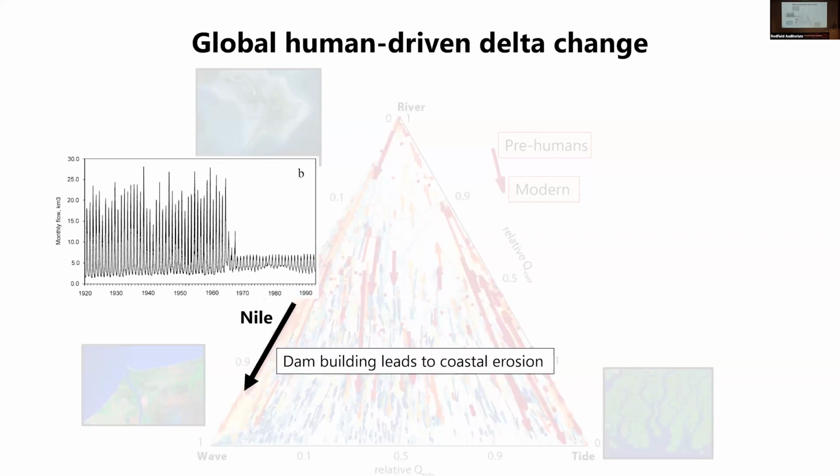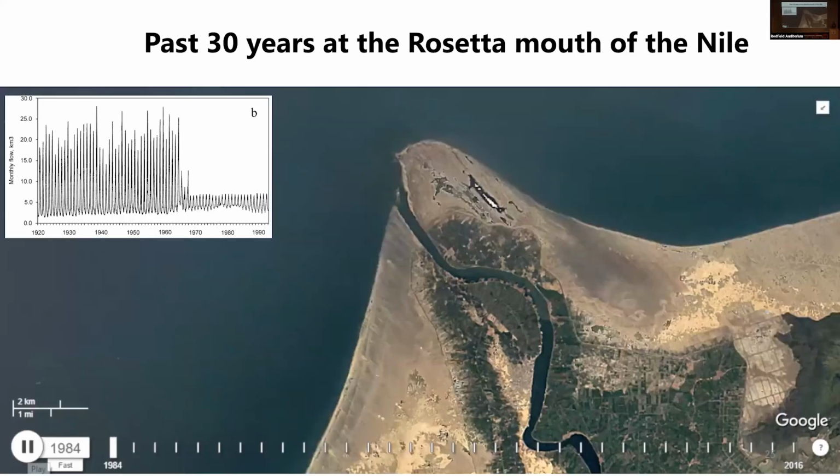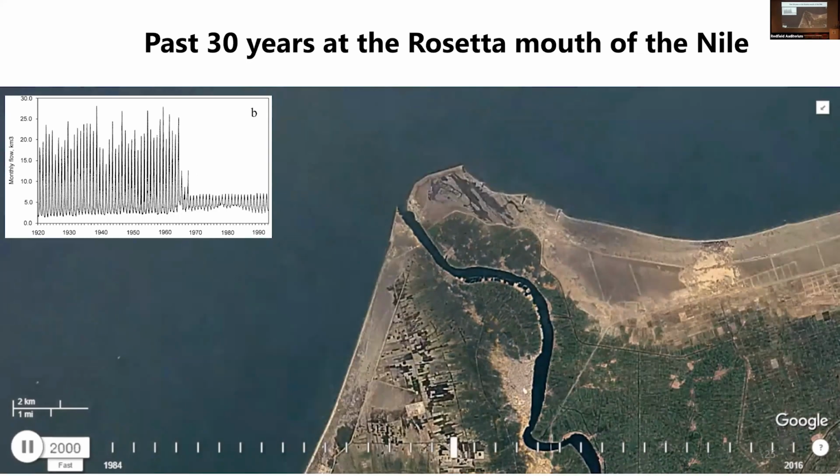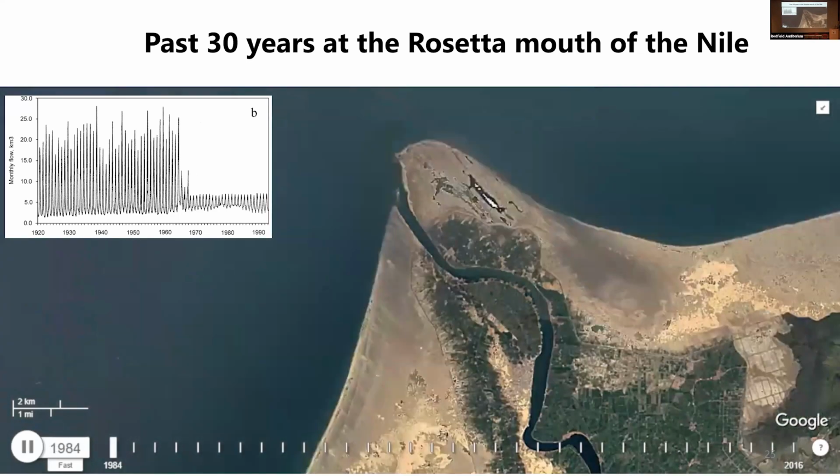So, for example, we can look at the Nile. Of course, they built the Aswan Dam in the 60s that greatly decreased the amount of sediment flux that made it to the coast. So we expect more smoothing of the shoreline shape for the Nile river mouth and a lot of coastal erosion because of that as well. And we can see this, of course, in satellite imagery over time.